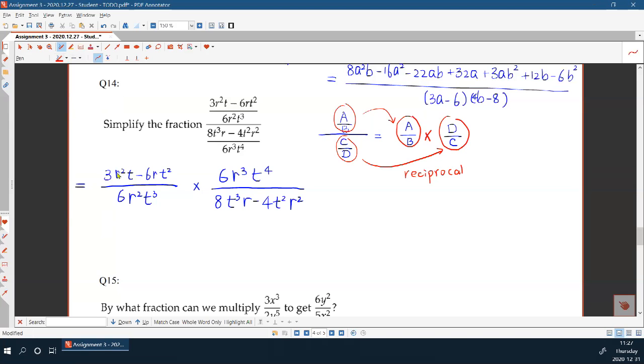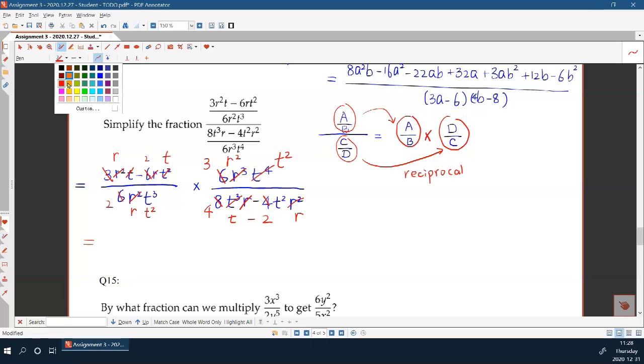For the first term, we can cancel a 3, an R, and then a T. For the second term, we can cancel a 2, an R, and a T squared. Okay, and let's proceed to the next step.